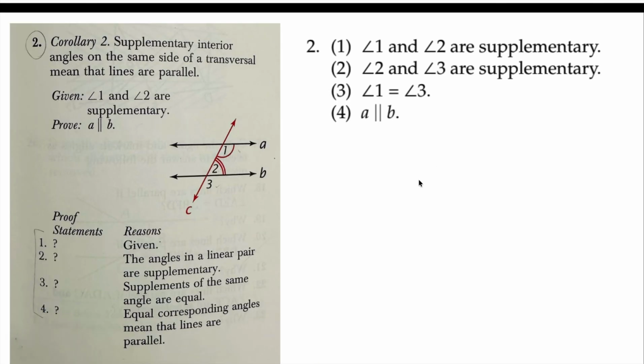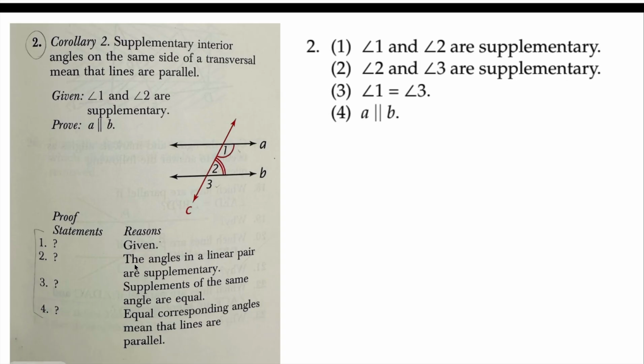Let's do it again with corollary number 2. So corollary number 2, supplementary interior angles on the same side of a transversal mean that lines are parallel. So this is our given. Angle 1 and angle 2 are supplementary. So that means they add to 180 degrees. We have a job. Prove that line A is parallel to line B. So we need to list what is given. What is given is angle 1 and angle 2 are supplementary.